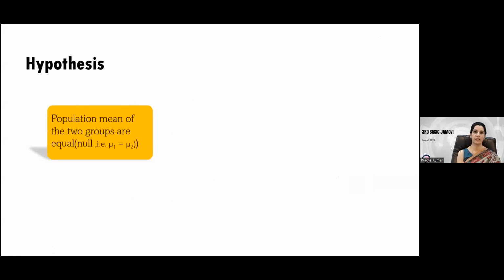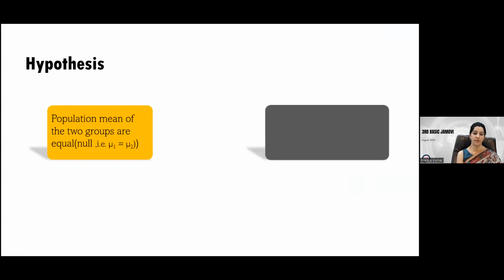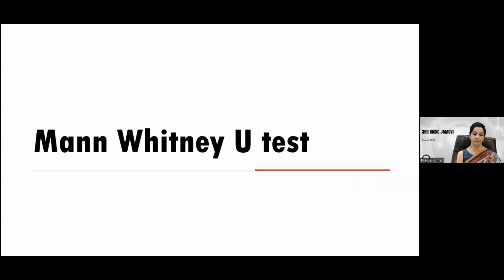So what are the hypotheses? The underlying null hypothesis is that the population means of the two groups are equal, and the alternate hypothesis states that the population means of the two groups are not equal. So now coming to the Mann-Whitney test.